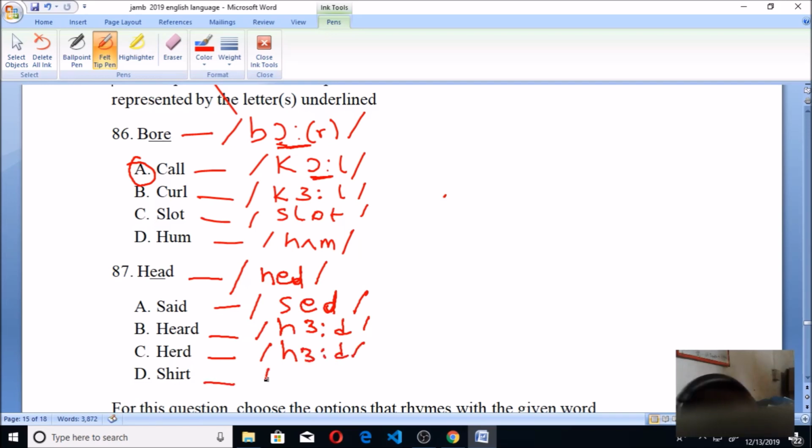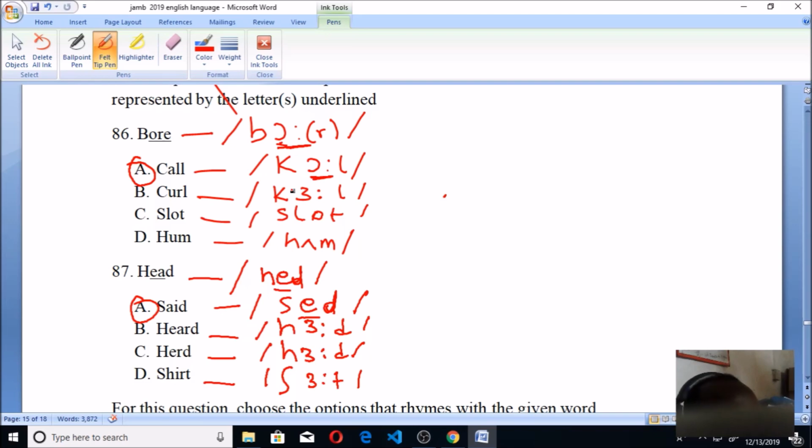And this is shirt, represented with this sound, shirt. So we can easily see that the oral vowel sound A is the same as here, A, and that makes A the right option.